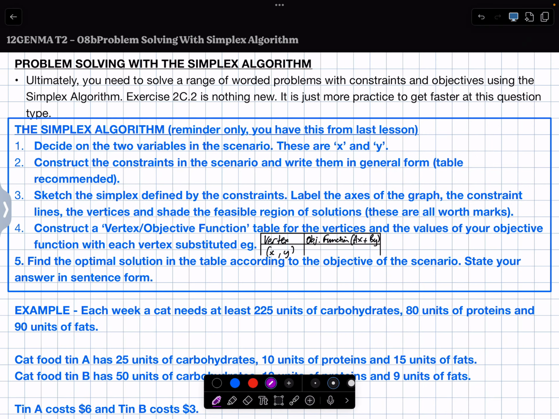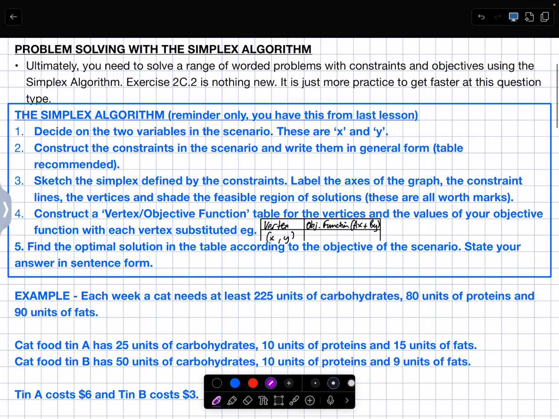Problem solving with a simplex algorithm. Your last lesson on Monday was quite intense. It was about the simplex algorithm. Ultimately, you need to be able to solve a range of worded problems like that. So 2C.2 in your book is nothing new. It's literally more practice of it.